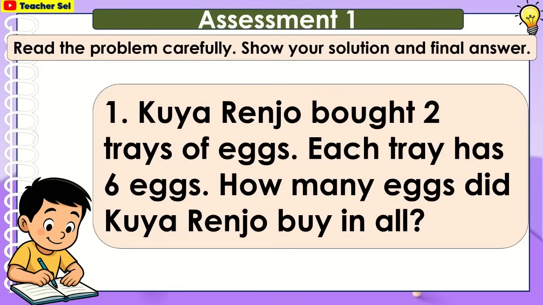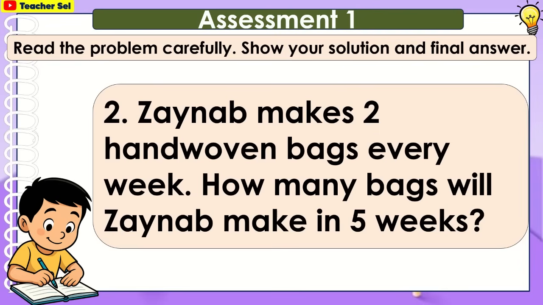Assessment 1. Read the problem carefully. Show your solution and final answer. 1. Kuya Ranjo bought 2 trays of eggs. Each tray has 6 eggs. How many eggs did Kuya Ranjo buy in all?